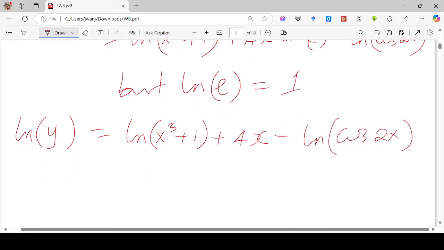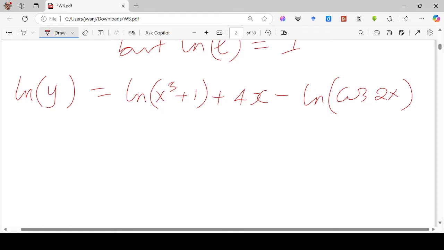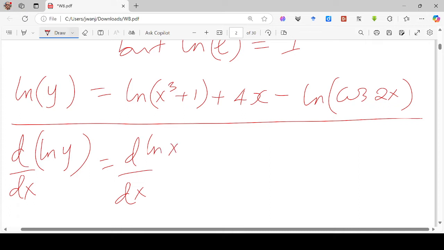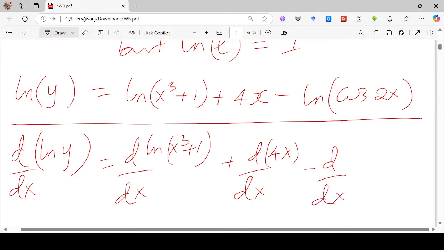At this point now we differentiate both sides with respect to x. So we introduce the operator d by dx on both sides. D by dx of logarithm of y is equal to d by dx of logarithm of x cubed plus 1 plus d by dx of 4x minus d by dx of logarithm of cosine of 2x.